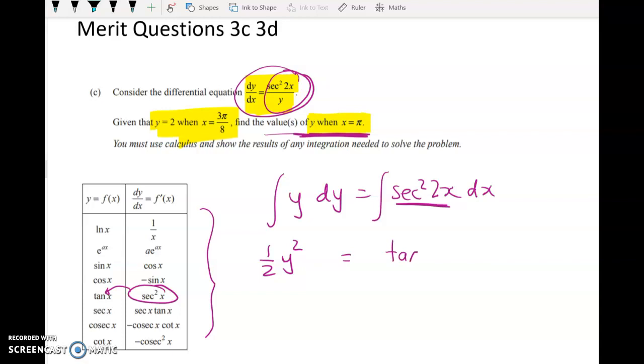So let's try tan of 2x. Now think about what happens when we differentiate that. Well, we're going to get sec squared of 2x times 2. So we have to undo the 2 by multiplying by a half. And I'm going to put my plus c on this side. It doesn't matter. You could put it either side. In this case, it really doesn't make that much difference in this example.